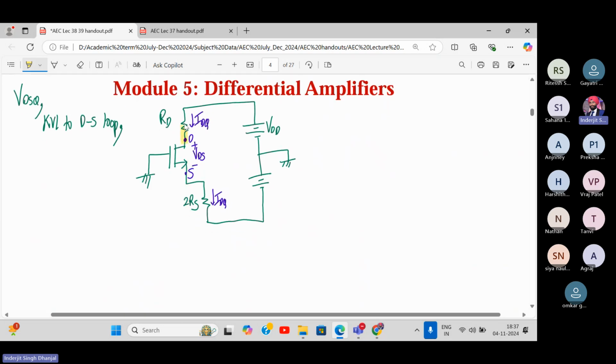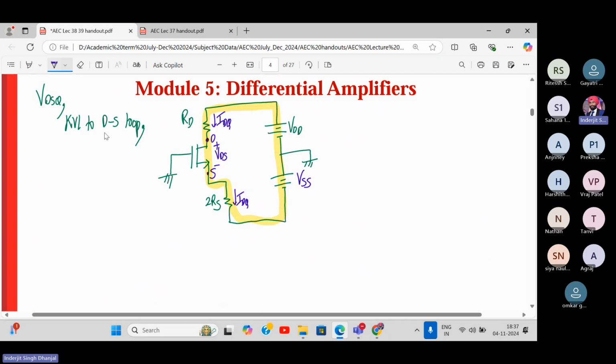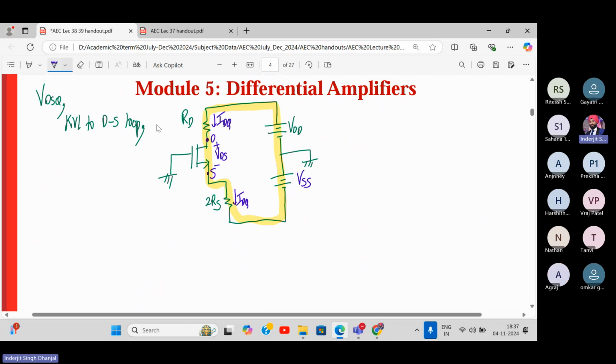Now let me mark the drain source terminal. Here it is. And this will be VSS. Now apply KVL to the drain source loop. So how do we start? Anyone? We'll start with VDD. We want to go like this, right? Let's go like this. Okay. So we are starting with VDD.